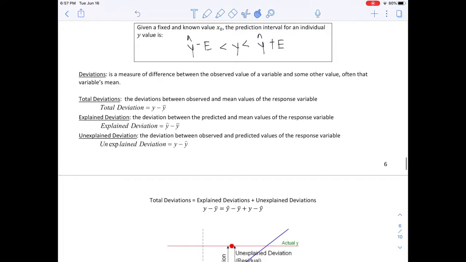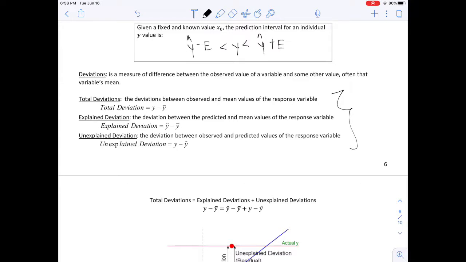Next thing that we have is deviations, a measure of difference between the observed values of the variable and some other value, often the variable's mean. So we have total deviations, explained deviations, and unexplained deviations. Total deviations, the deviations between the observed and the mean values of the response variable, is y minus y bar. Y bar is going to be that mean that we have.